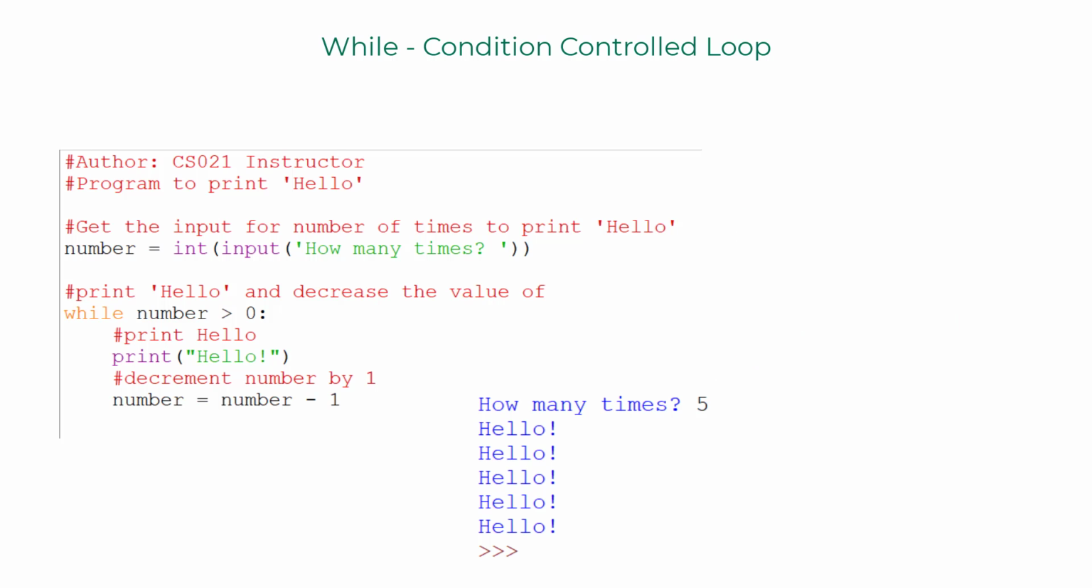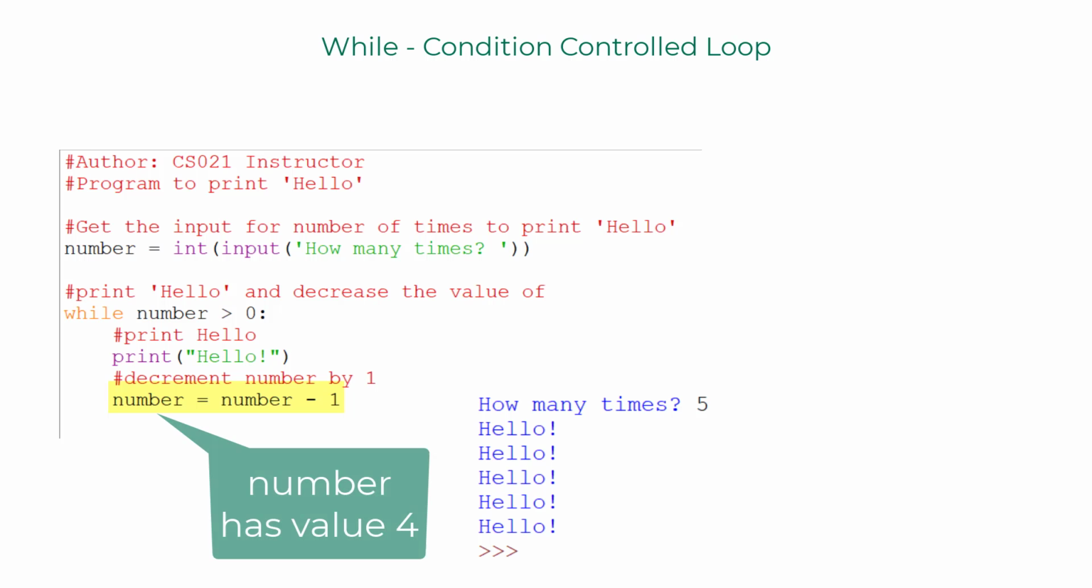Observe the syntax closely. I've written this condition on the number variable saying number greater than 0. Inside the scope of while loop, I printed hello. Observe what I have immediately. I am decreasing the number value by 1. So the current value of number is 4.